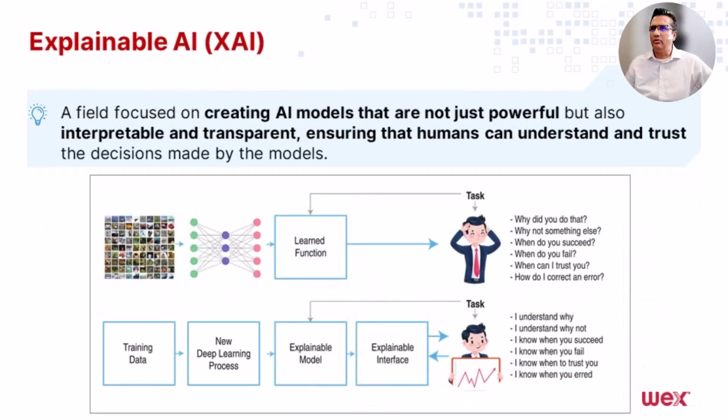One more concept that you'll hear a lot is called explainable AI. Explainable AI is a field of study that is focused on creating AI models that are not just powerful in executing tasks, but also explain why it made a certain decision, how it did that.